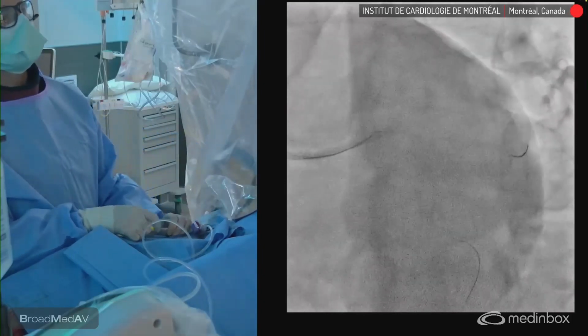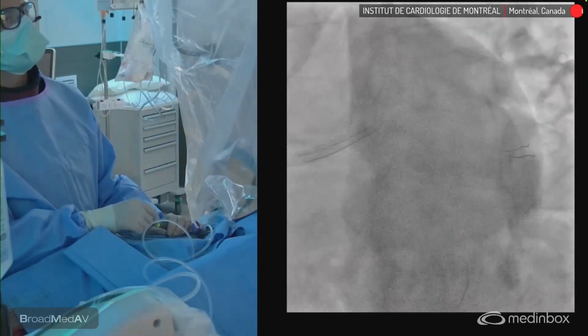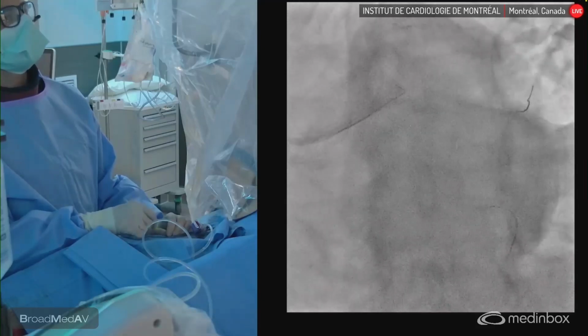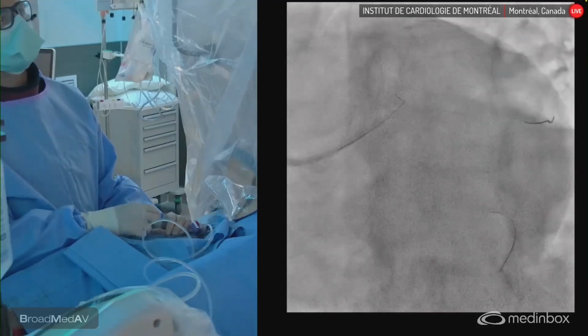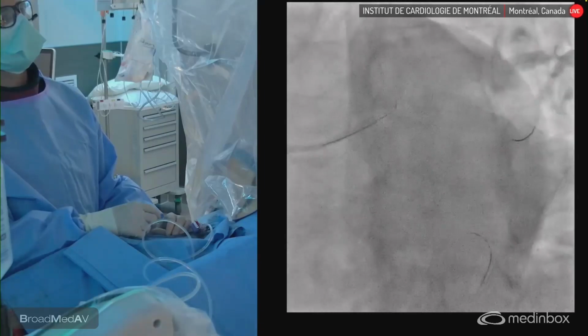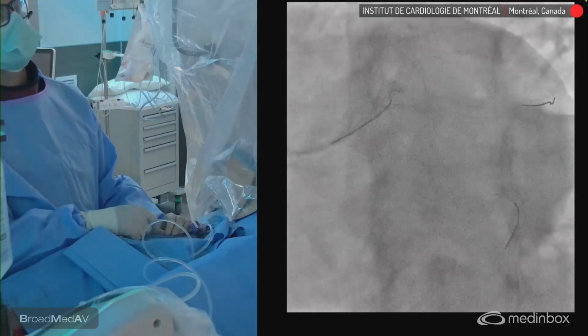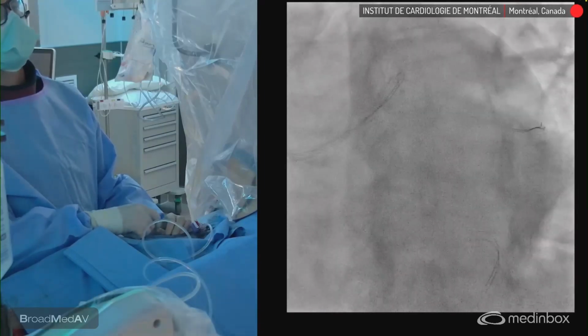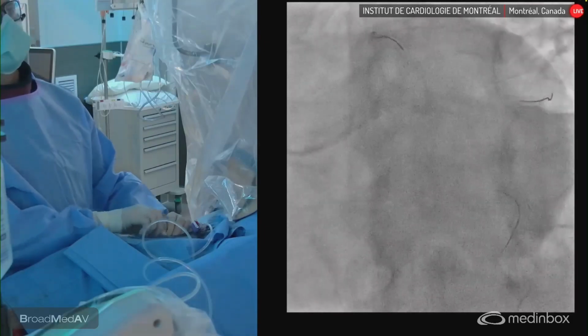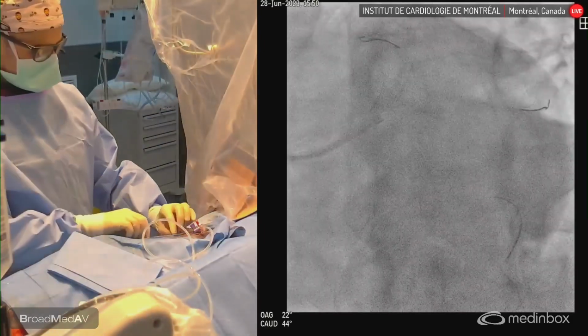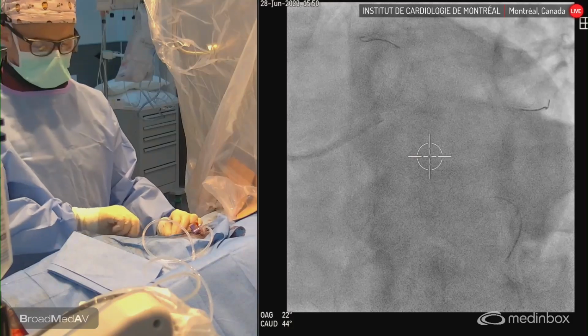Yeah, the guide is quite committed to the circumflex. You're close. The curve. Yeah. Excellent. I like that because you understand that it's good to have that curved wire.